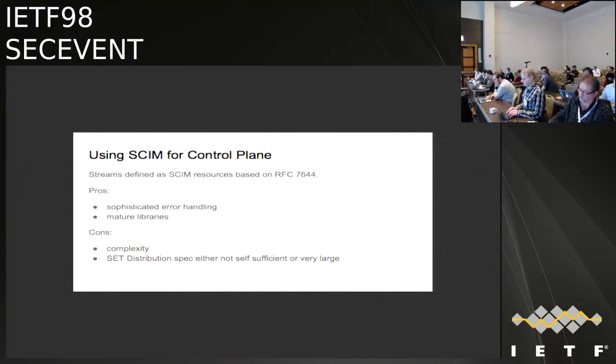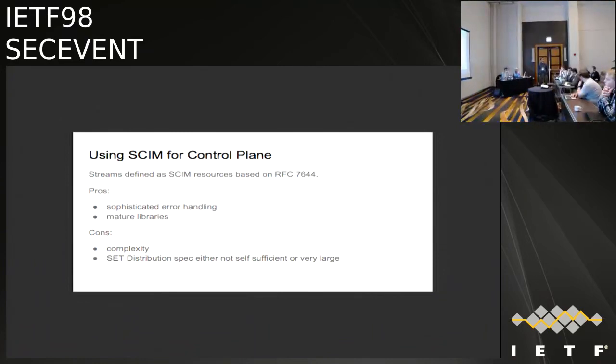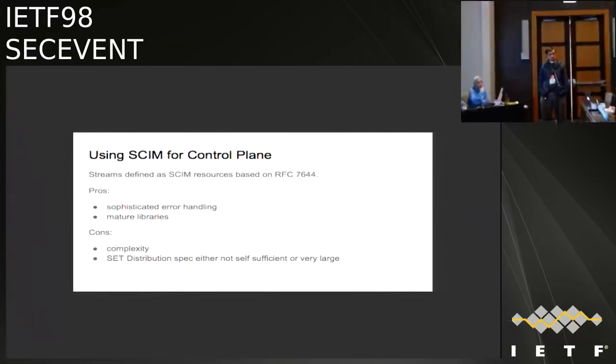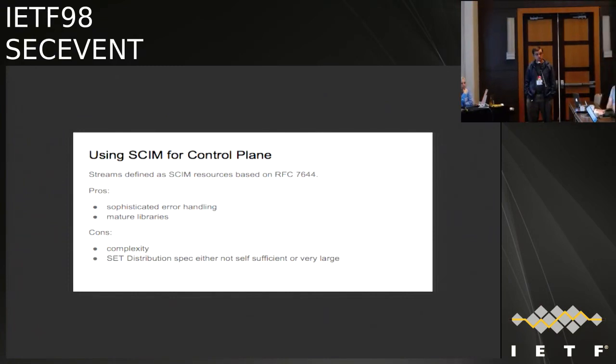The biggest con is probably that the SET distribution spec will not be self-sufficient, and it has to point to a very large external RFC. So implementers will have to wrap their head around two different specs. I don't know if anybody else has any pros and cons to discuss here. I think that the other part that you get is that for the most part, like any REST API, you're going to look at the examples and you've already got 99% of the information to implement.